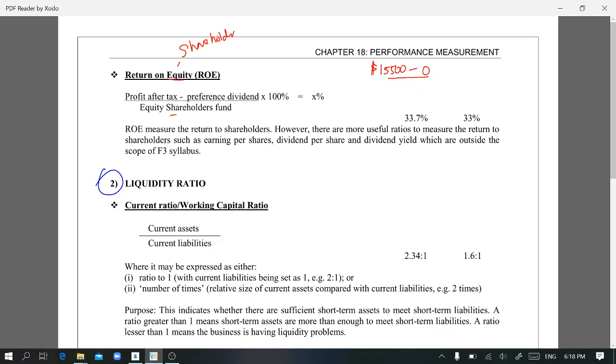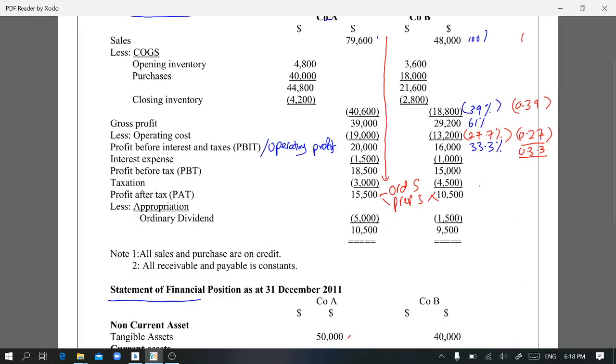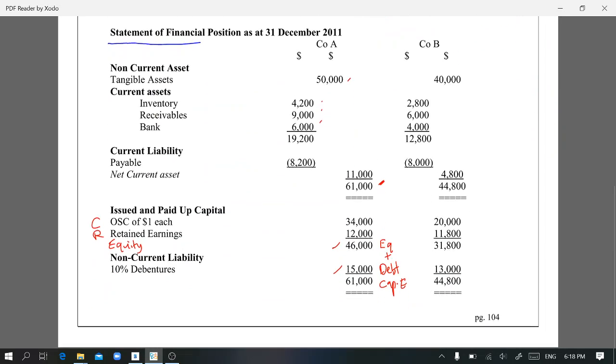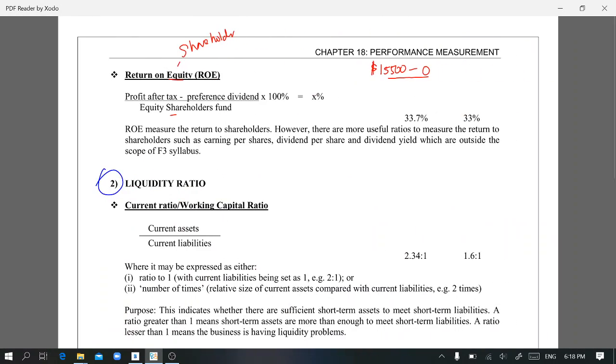And what is the investment by shareholders? Equity is 46. So ordinary shareholder has got 46 and 15,005 minus 0 belongs to them. How many percent belongs to them? So this is the return on equity, so it is 33.7%. So this is for shareholder.